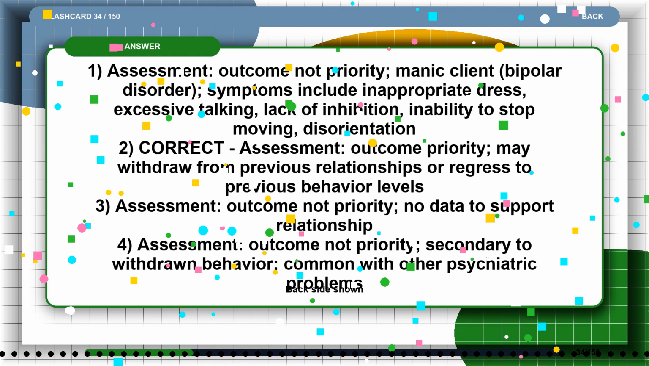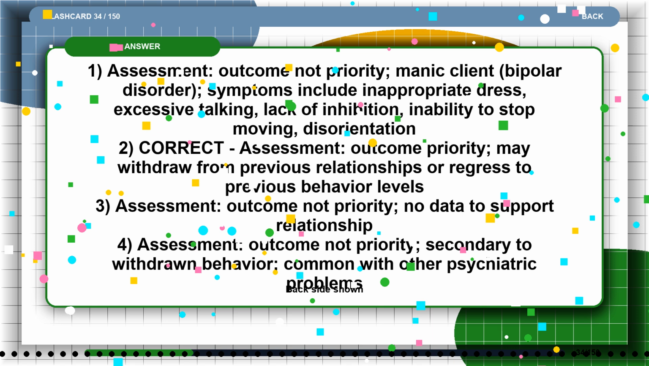The answer is 1. Assessment, outcome not priority. Manic client, bipolar disorder. Symptoms include inappropriate dress, excessive talking, lack of inhibition, inability to stop moving, disorientation. 2. Correct assessment, outcome priority. May withdraw from previous relationships or regress to previous behavior levels.